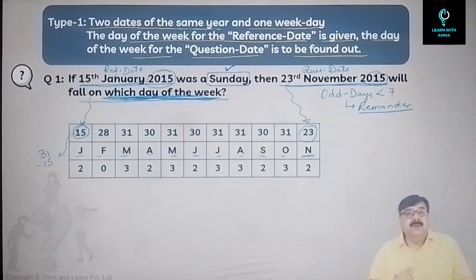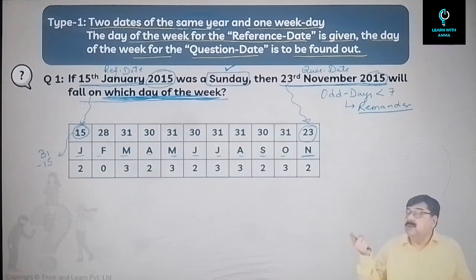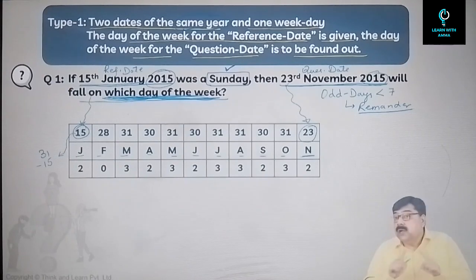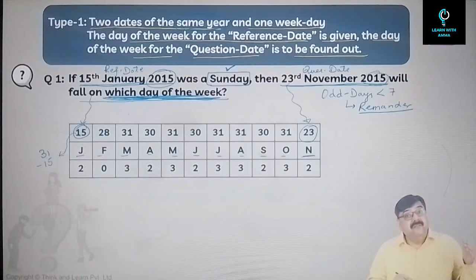How many days are there from today to day after tomorrow? Well, there are 2 days. Tomorrow and day after. So you won't count today. So out of these 2 dates, we will not count the reference date and we will count the final date or the question date. So anyhow, 15th, we are not counting, which means from 1st January to 15th of January is a period which we will not consider.